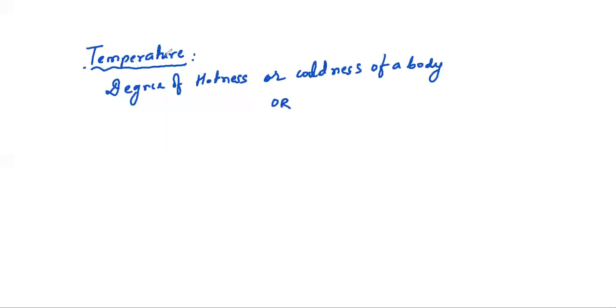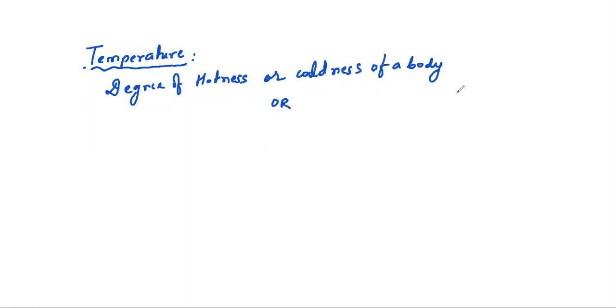So what is temperature? Temperature is the degree of hotness or coldness of the body, right? With the help of temperature we can understand which body is more hot or cold. And we know that we can measure temperature with the help of thermometers. There are different types of thermometers. So first we are trying to understand what is temperature. Temperature is a degree of hotness or coldness.